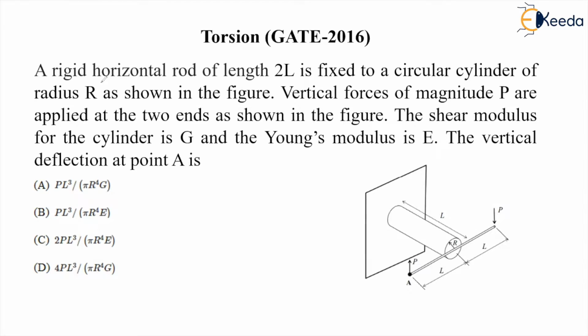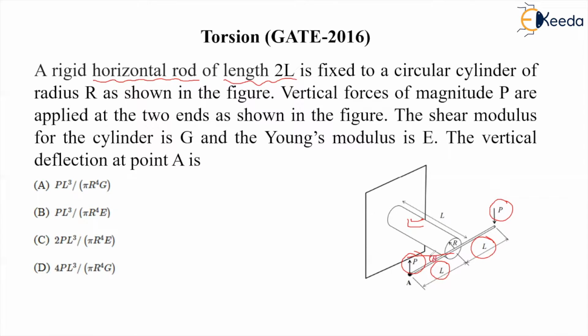So there is a horizontal rod, the length of the rod is given as 2L, that is L plus L. It is attached to a shaft, and a load P is applied at both ends, which is basically making a couple and producing a torque. Due to this torque, there is some angle of twist of this rod.